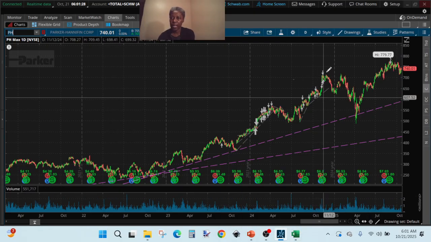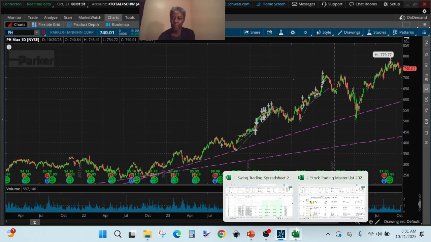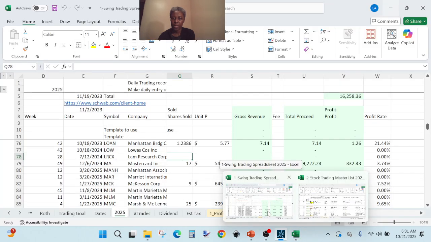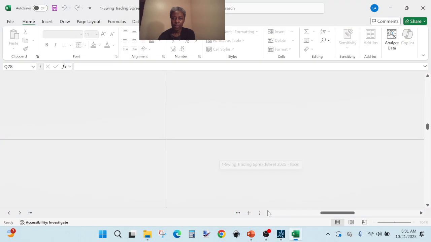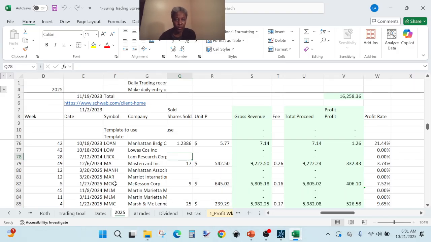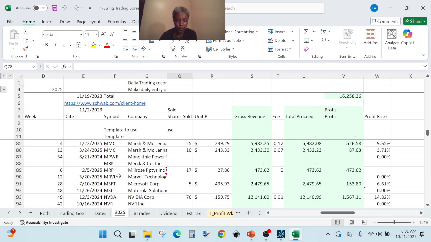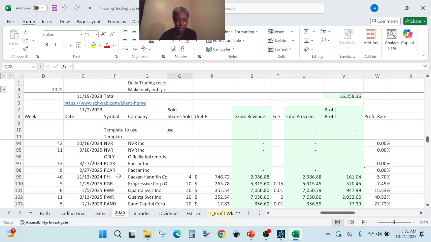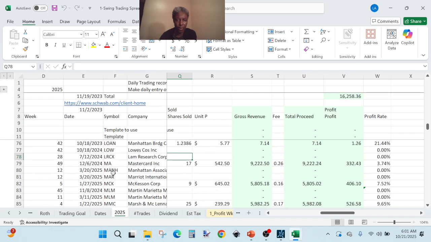So now let's go back to our swing trade record and look for PGR. I don't know if we purchased it, we purchased PGR, so we can look at PGR.